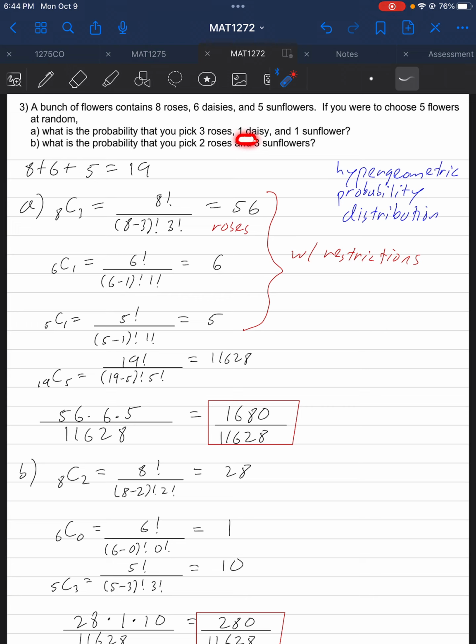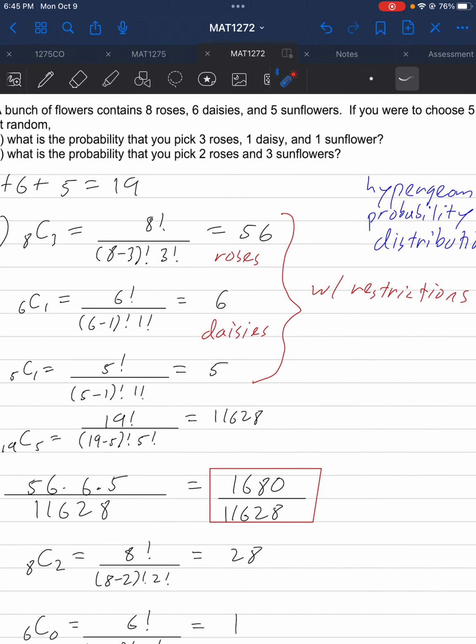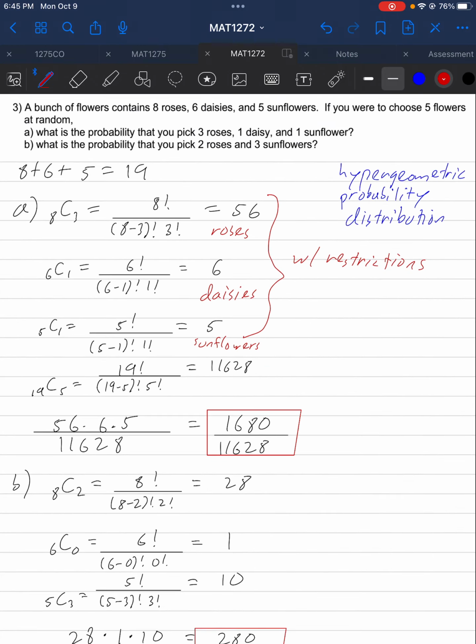After that, we're looking at daisies. There are 6 of them, and we want to find how many ways we can choose 1 of them. So that's going to be 6 choose 1. 6 factorial divided by 6 minus 1 factorial times 1 factorial, that's going to equal 6. After that, 5 choose 1, because there are 5 sunflowers and we want to know how many ways we can choose 1 of them. Put that into our combination formula and you get 5 for the sunflowers.